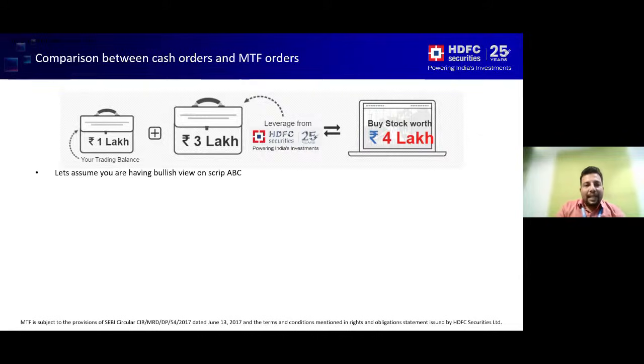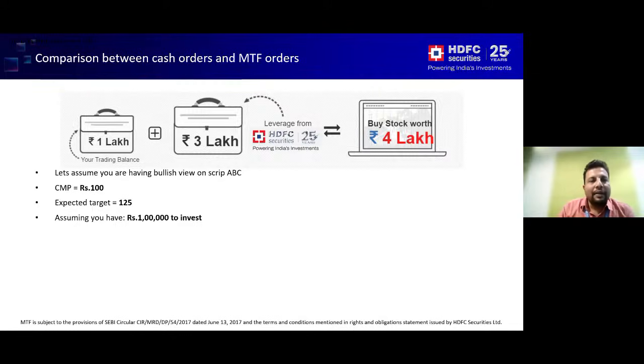Now let's assume, because we can't recommend or mention any stock or any numbers, we are just taking an assumption that you have a bullish view on scrip ABC. I've taken an example, not mentioning any stock. The market price is 100, and the expected target is 125. This is the conviction of the client, who wants a target of 125, assuming that 1 lakh is the investment he already has in trading balance.